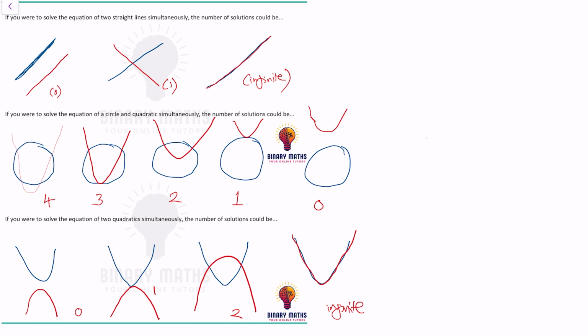So something to keep in mind when you're solving equations simultaneously: don't always expect a certain number of solutions. You might find 1 solution even though you have a quadratic involved.